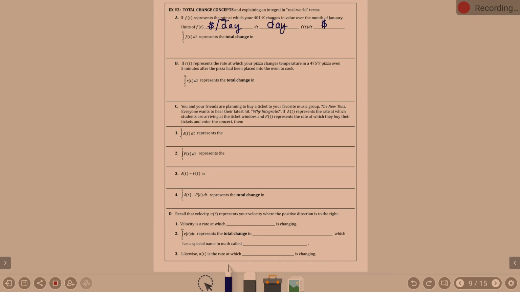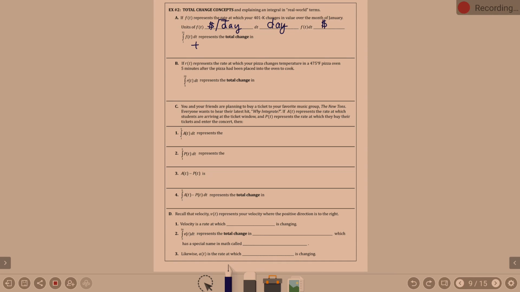One to 31 should be a hint. Money in 1 month. Yeah, in January. You're right, because it's 1 to 31. There's 31 days in January. So it's over the course of January. So total change in what's changing? The value of your 401k over the month of January. And I guess it is in dollars I have written down.